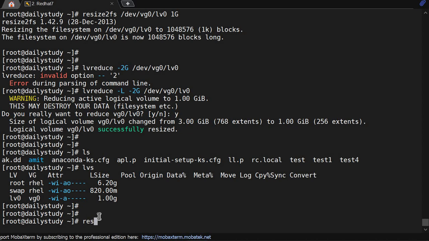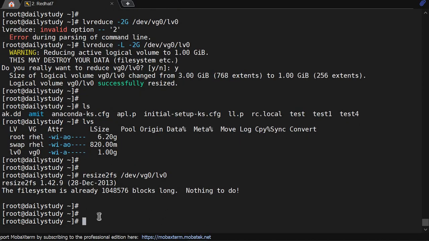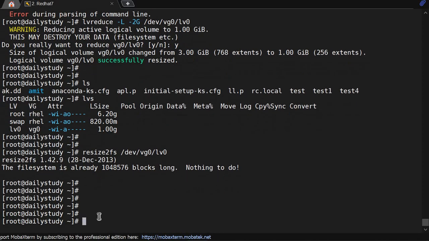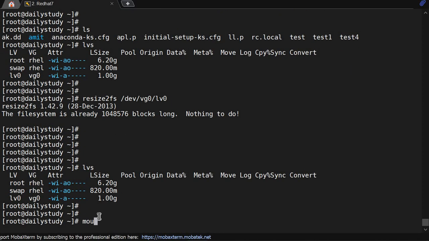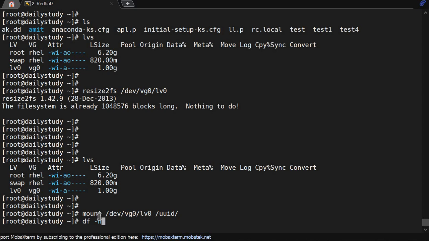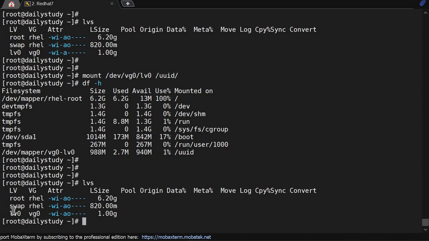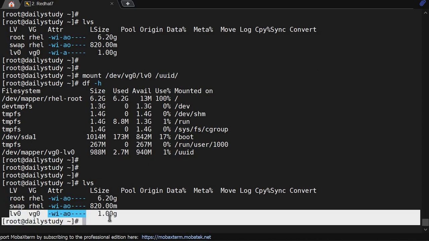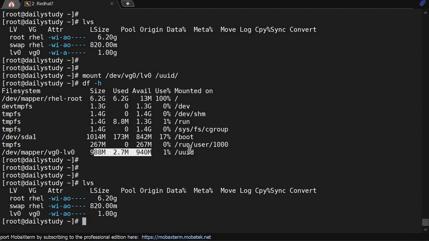Again resize2fs /dev/vg0/lv0. Okay, it's already blocked. Then I have LVS, I will try to mount /dev/vg0/lv0 to the uuid. Okay, df -h, lvs. See, earlier it was having size of 3 GB. Now we have reduced by 2 GB. It got near about 1 GB. So that's how the complete reducing process works.